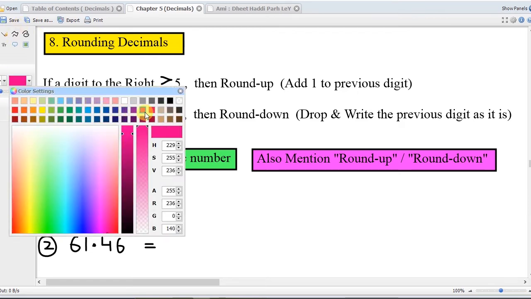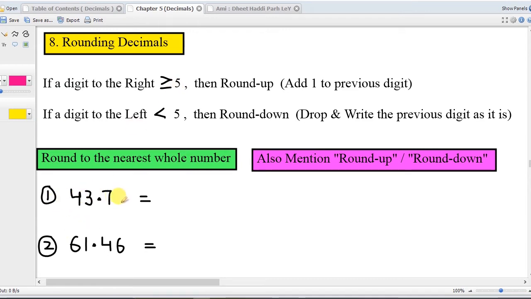So see, here is an example, 43.7. Now look at the number on the extreme right side. The number on the right side is 7, and we have to round it to the nearest whole number. It means we have to get rid of this decimal point. Now check whether this 7 is greater than 5, less than 5, or equal to 5. Since this 7 is greater than 5, we have to add 1 to the previous number. So cancel this number and add 1 to the previous number, right? So the new number becomes 44. This is my answer.